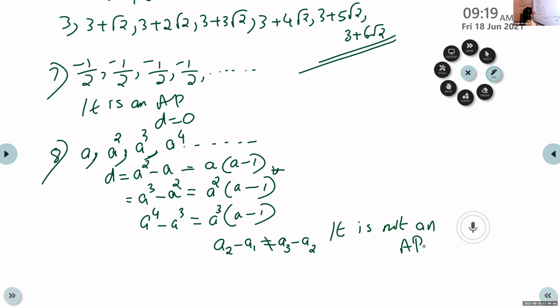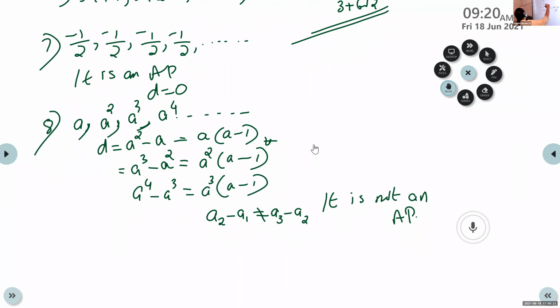It is not an AP. See, a square minus a is not equal to a cube minus a square. Both are different. So it is not an AP. All of you correct. If you have made a mistake, correct it.